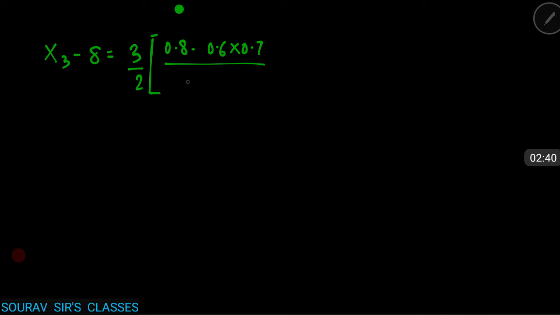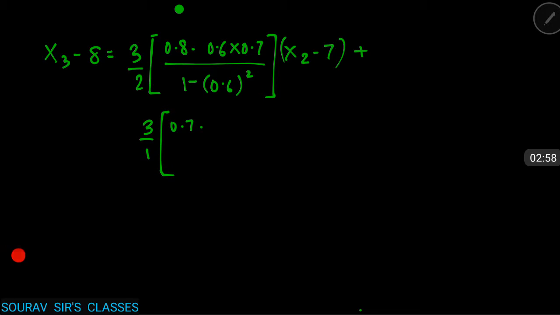So substituting the values, we get x3 minus 8 is equal to 3 by 2 multiplied by 0.8 minus 0.6 into 0.7 divided by 1 minus 0.6 whole square into x2 minus 7 plus 3 by 1 into 0.7 minus 0.8 into 0.6 divided by 1 minus 0.6 whole square into x1 minus 6.